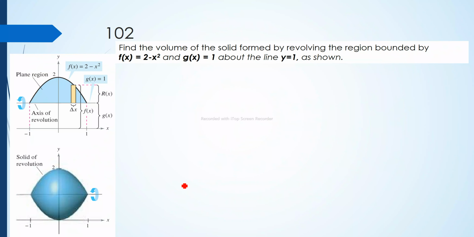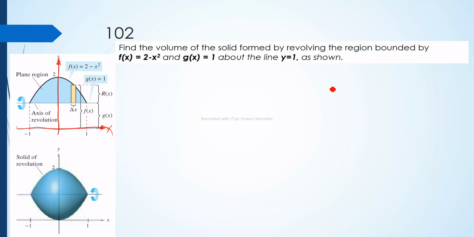Let's proceed with our second example. This is quite similar to the first example, but if you notice, the axis of revolution, so we have here our x-axis, and then we have here our y-axis. But let's read the problem first.